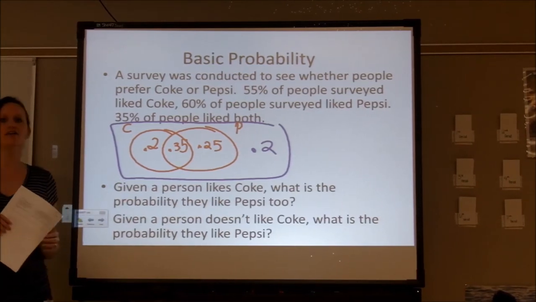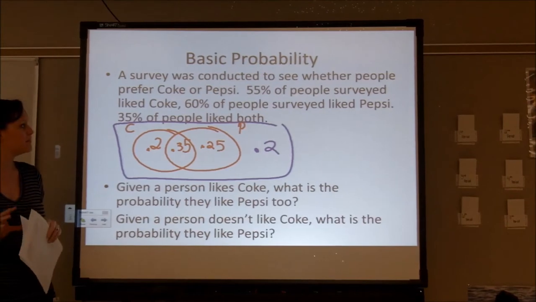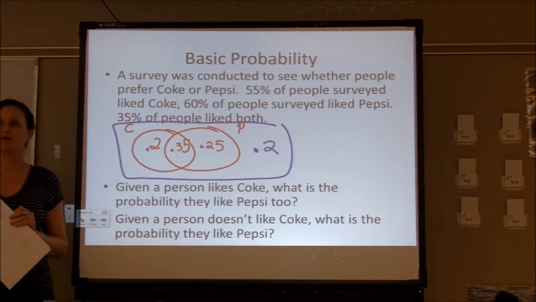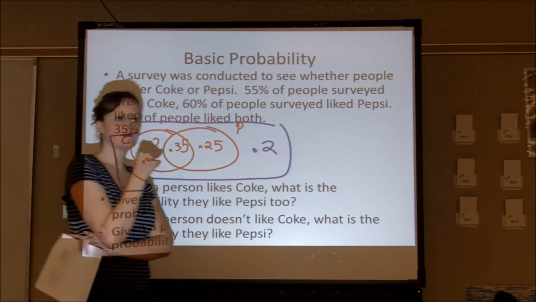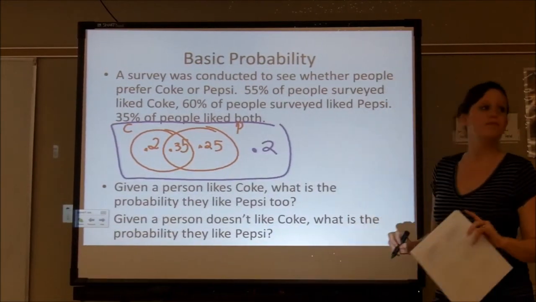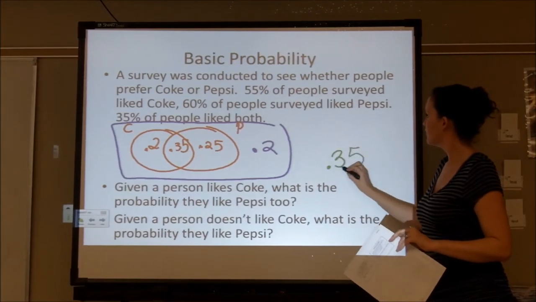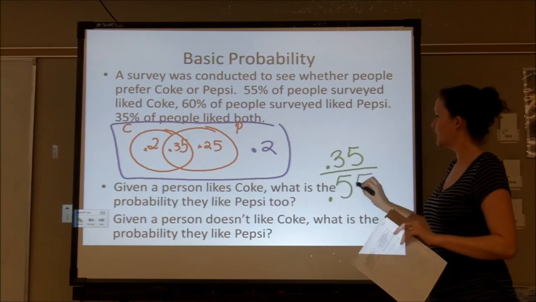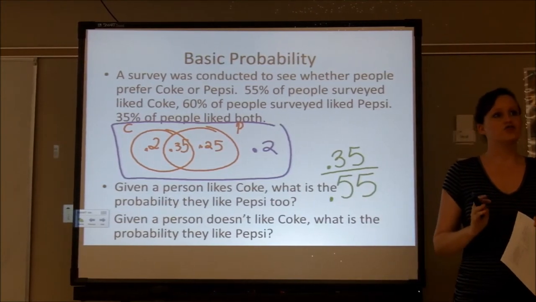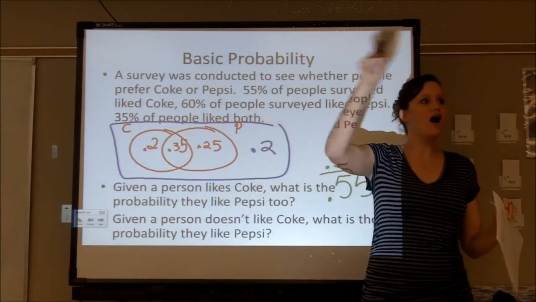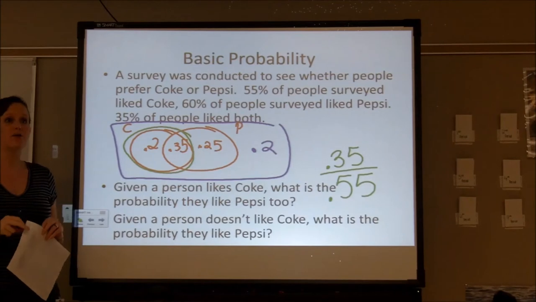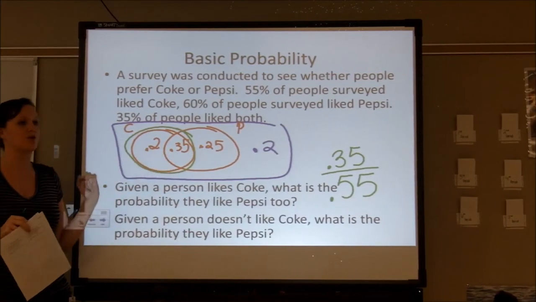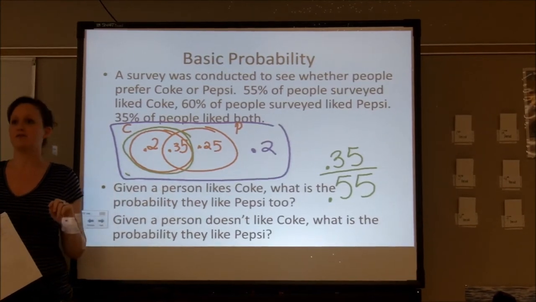First question. Given that a person likes Coke, what is the probability that they like Pepsi too? Stephanie, what do you think? Very good. Given that they like Coke, I don't have a row or a column to circle, but I can circle a circle. That means I'm on this circle. What's the probability they also like Pepsi? It's all the people in this circle who like Pepsi, 0.35, out of all of the people in this circle, 0.55. Good.